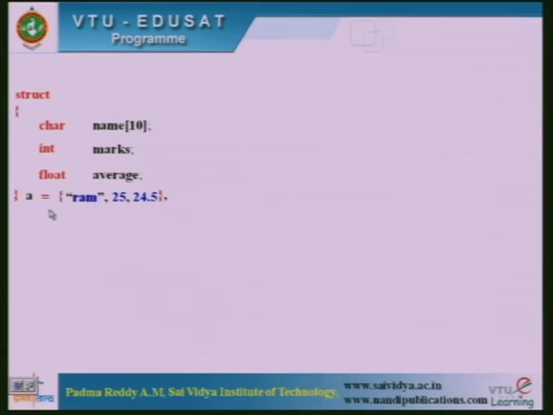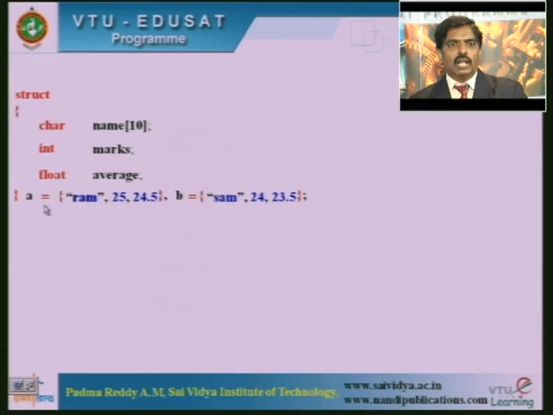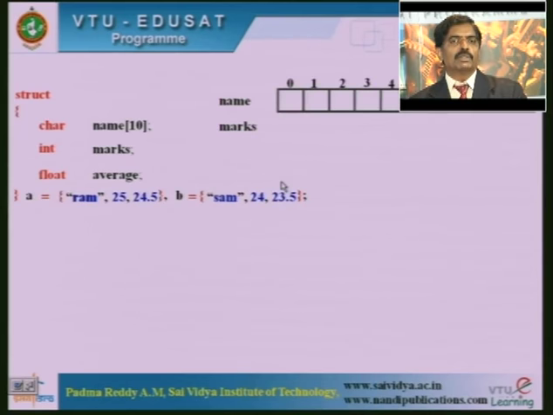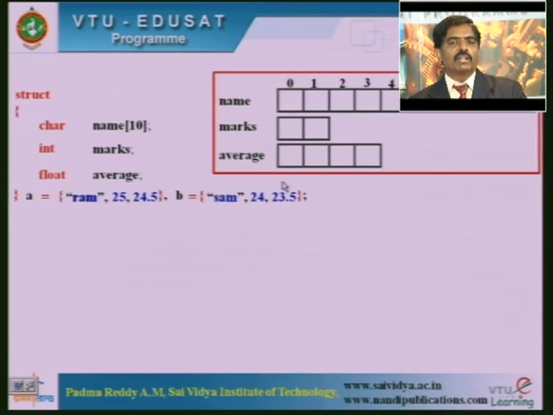Now look at this. Here, if I want to initialize both variables, then you have to write A is equal to something like this and B is equal to something like this. Now what will happen? Memory will be allocated for what? A. Another set of memory locations will be allocated for B also. What is the name given for this memory location? A. Now what happened here? RAM will be copied here. This string ends with what? Null character. This 25 will be copied here, and then 24.5 will be copied here.